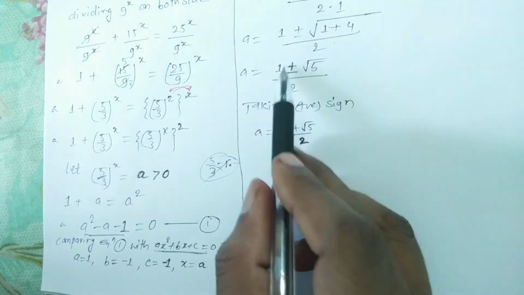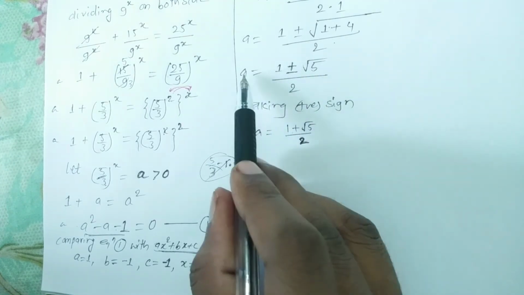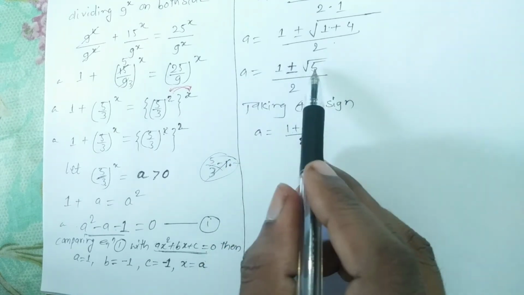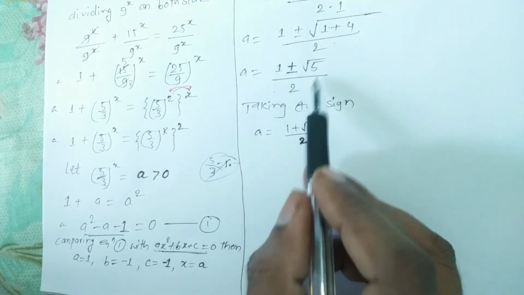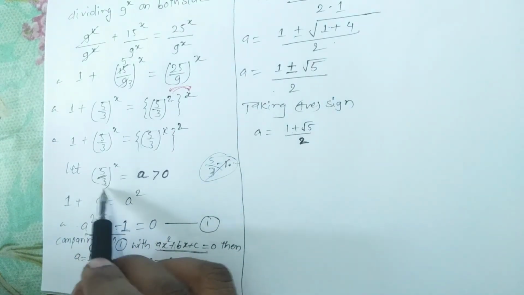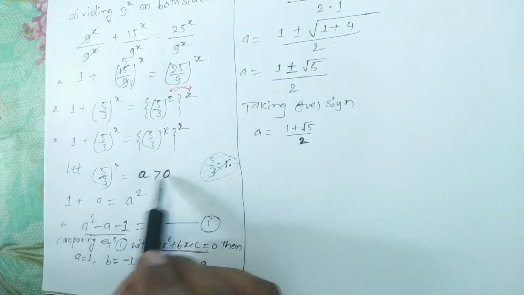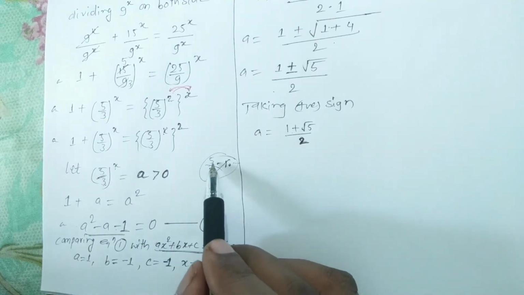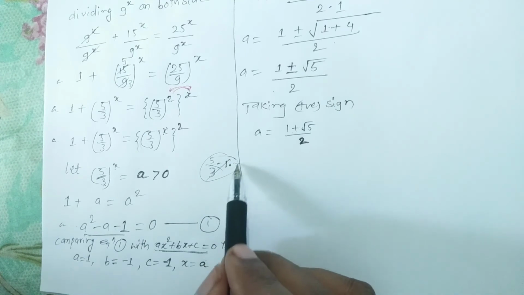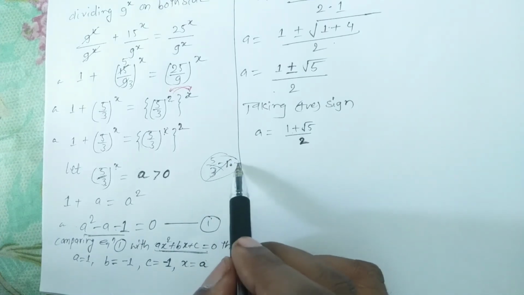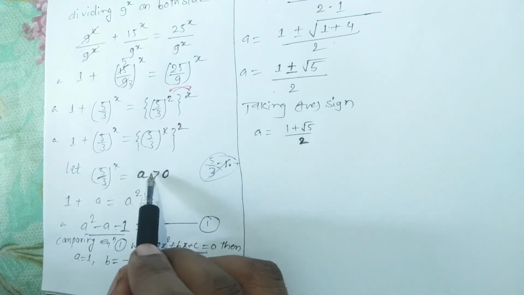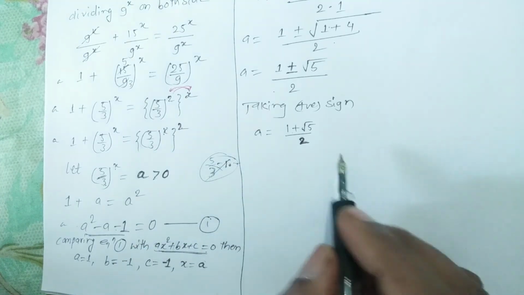Now if you take the negative sign, then you will have a value less than 0, which is not possible here, because as you can see, the value of a is 5/3 raised to power x. This will have a positive value because if you divide 5/3, it comes to 1 point something, which is greater than 0. So we have to take only the values which are greater than 0.